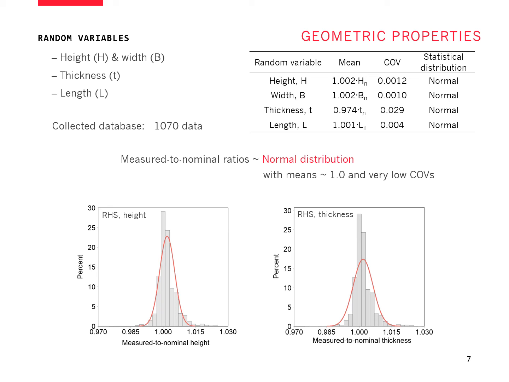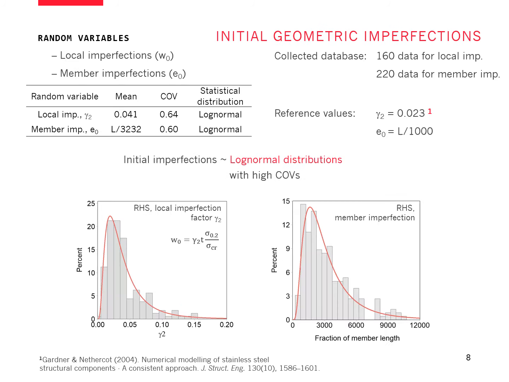And the analysis showed that all measured to nominal ratios could be represented by normal distributions with mean values very close to unity and very low coefficients of variation. These results are very similar to those reported in previous research for steel structures.